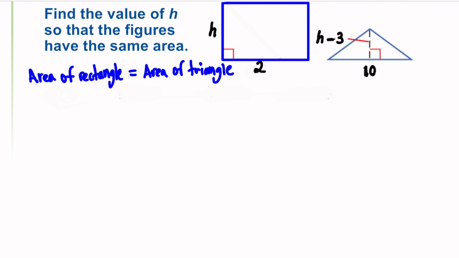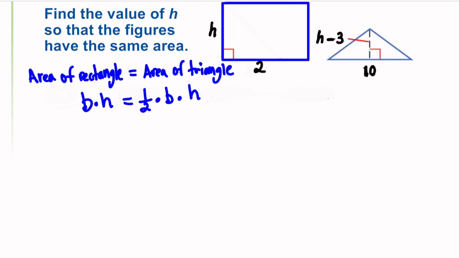So let's start on the left side. Like I said, the area of a rectangle is base times the height, and this should equal the area of the triangle. The area of the triangle is always 1/2 times the base times the height. Now that we have letters or variables, we can replace them with the information that we have from the problem itself.